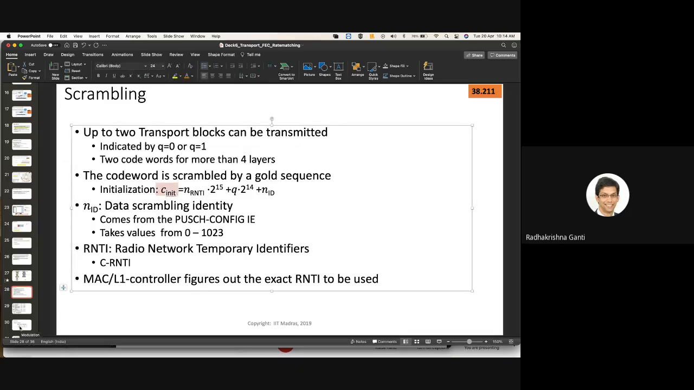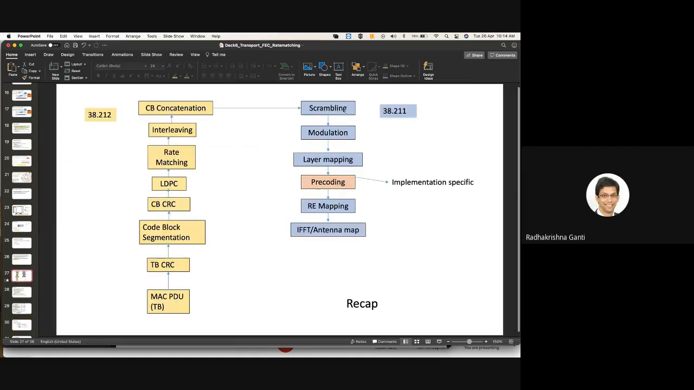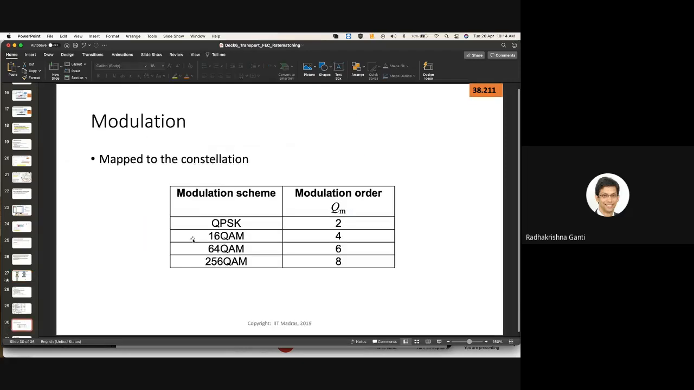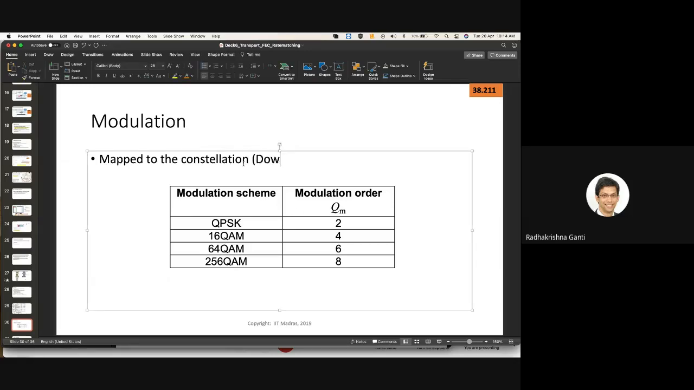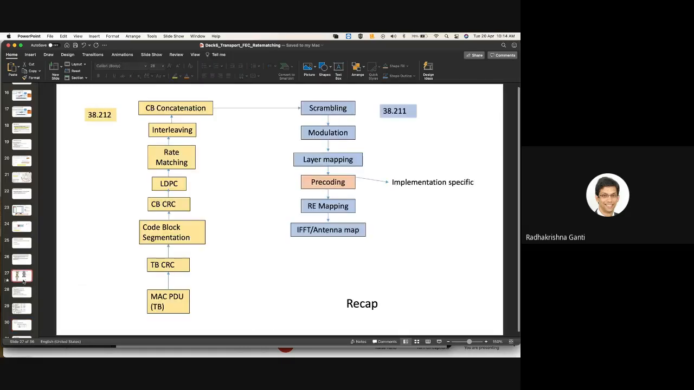So that is this particular thing. The next thing after scrambling is modulation. We all know what modulation is. There is QPSK, 16 QAM, 64 QAM, and 256 QAM. This is the downlink, I'm just putting the downlink. So at this point you have the constellation, the bits are mapped into the constellation. Any questions till now? Did you understand this part?